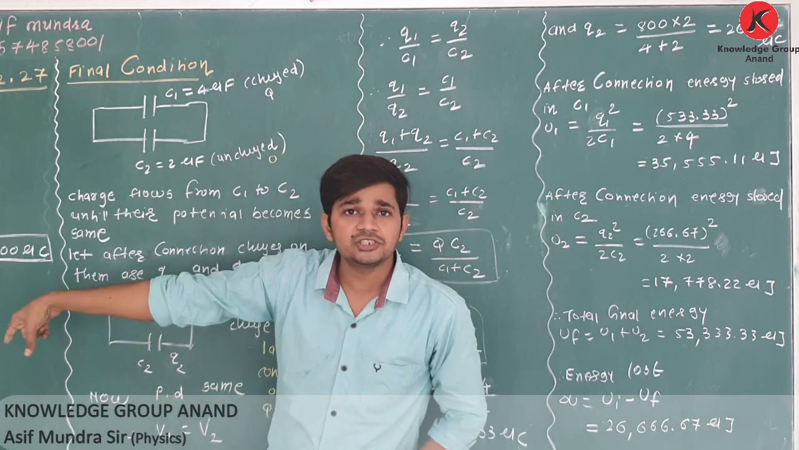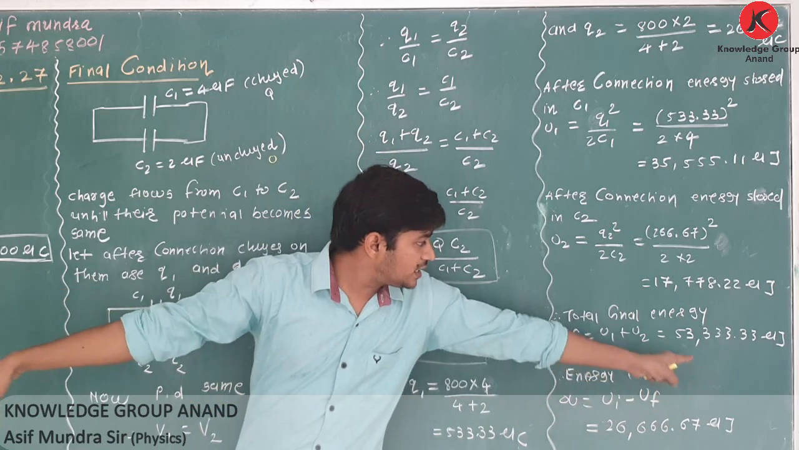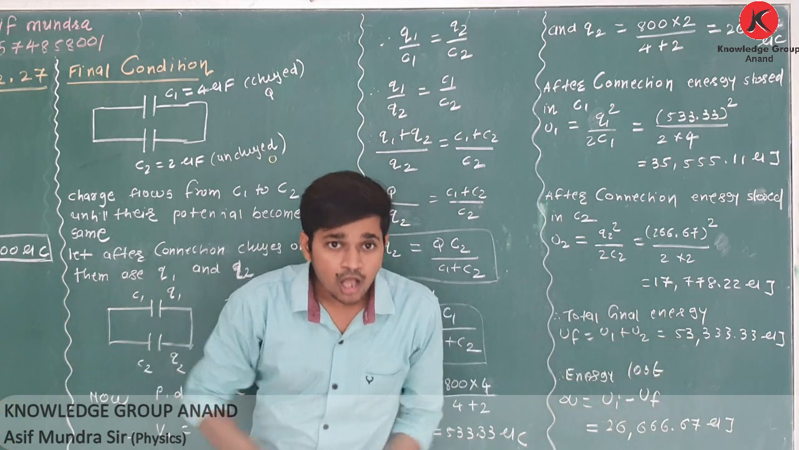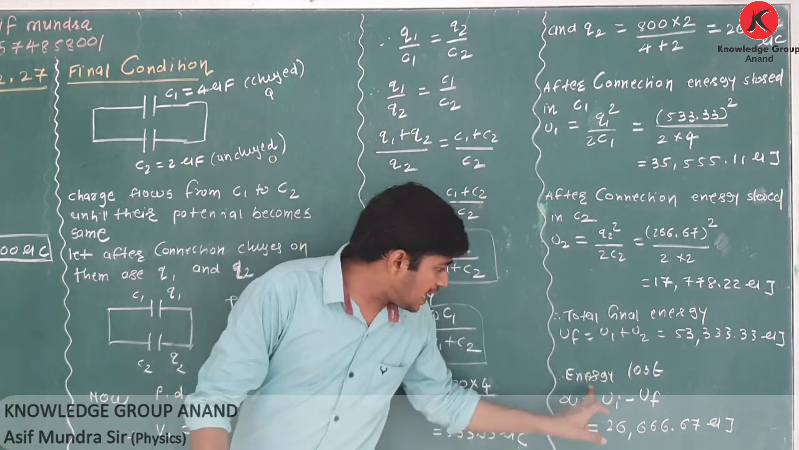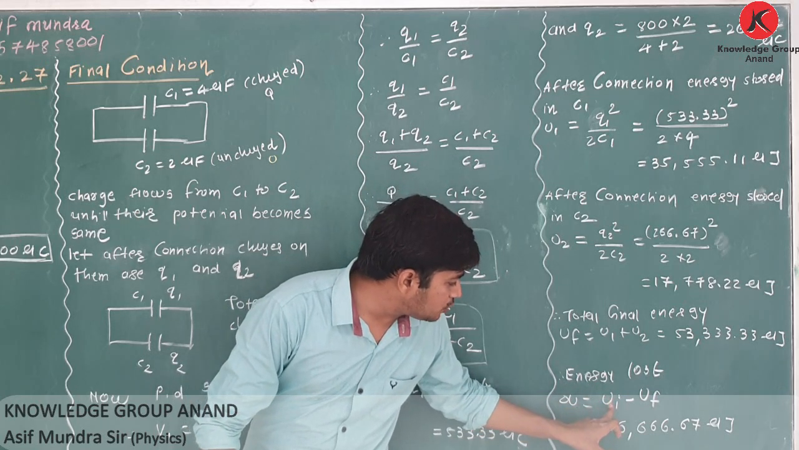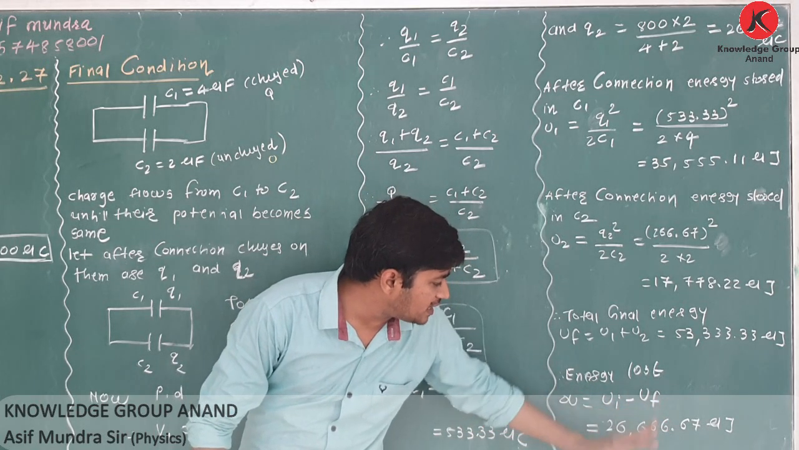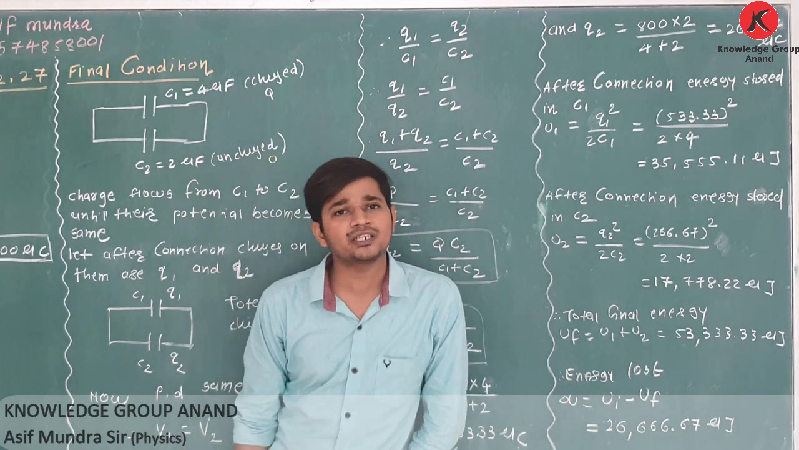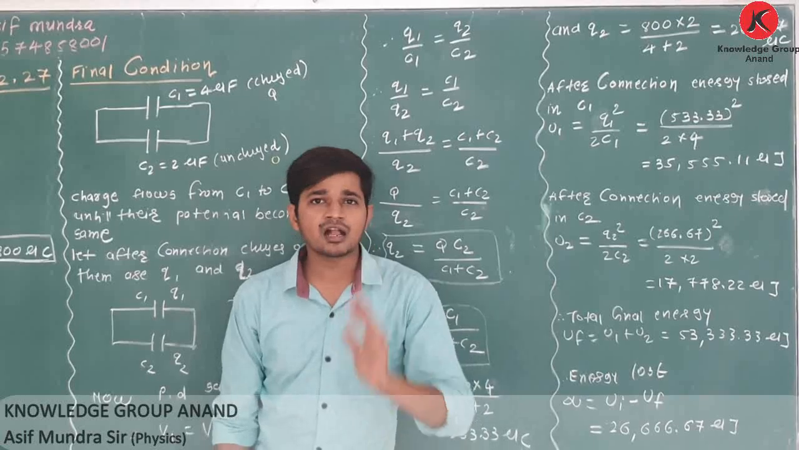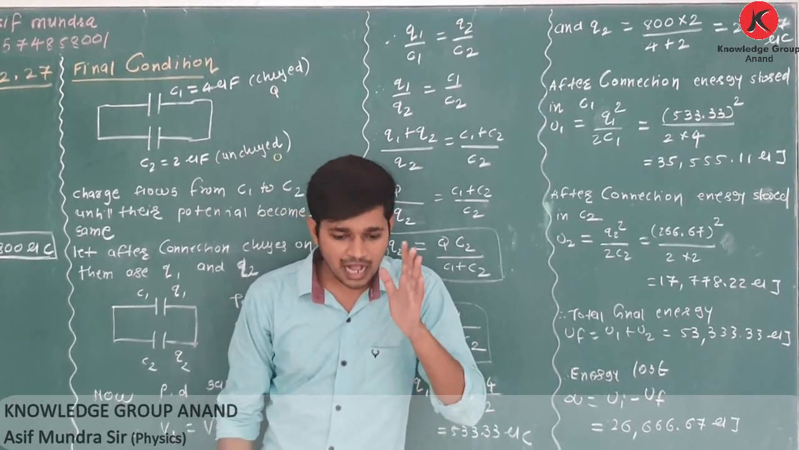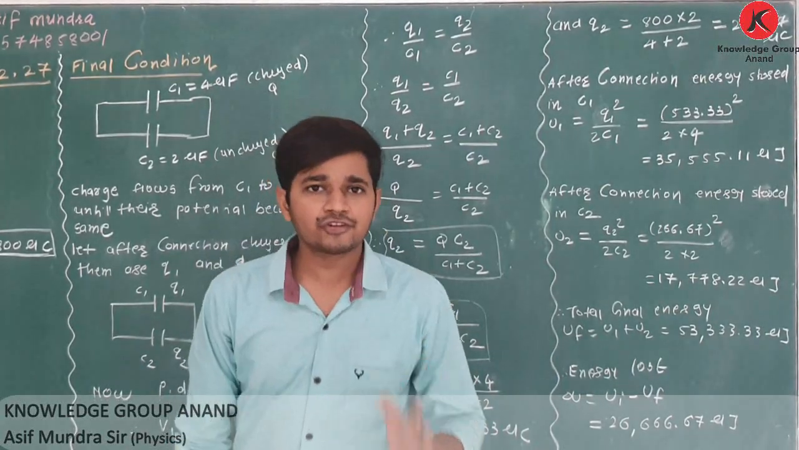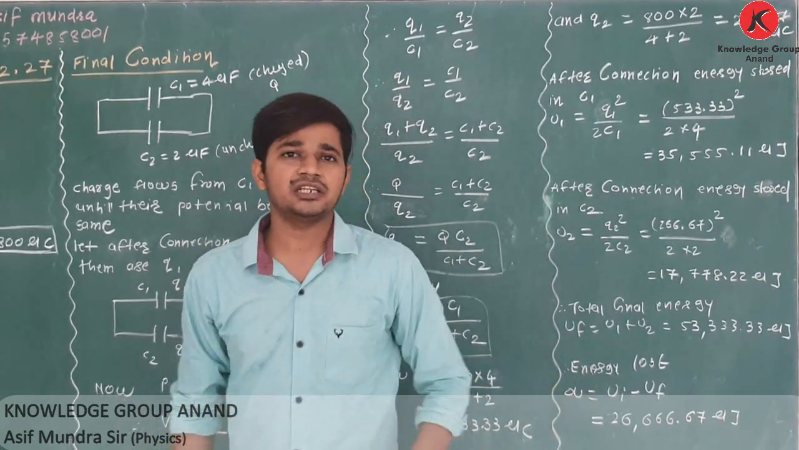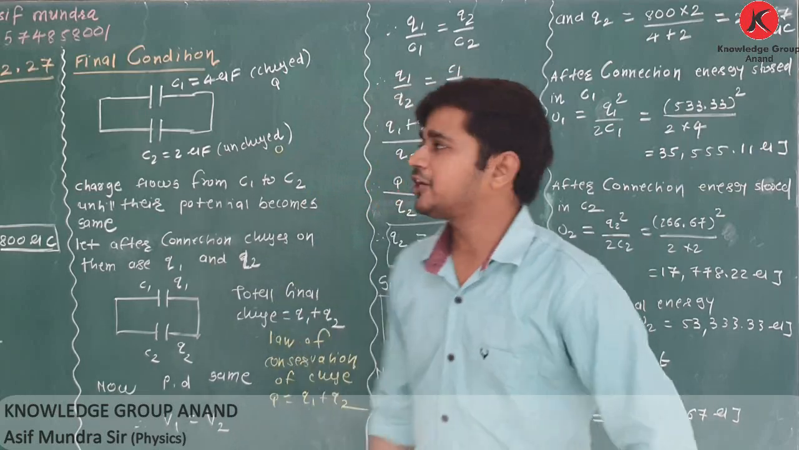See, what is the initial energy? 80,000 microjoule. What is the final energy? 53,333.33 microjoule. So what is the loss of energy? Energy lost delta U is equal to initial energy minus final energy, which is 26,666.67 microjoule. Clear? So it is one important question based on charging, discharging and energy loss in connection. Okay, pause your video and write it down from the board.